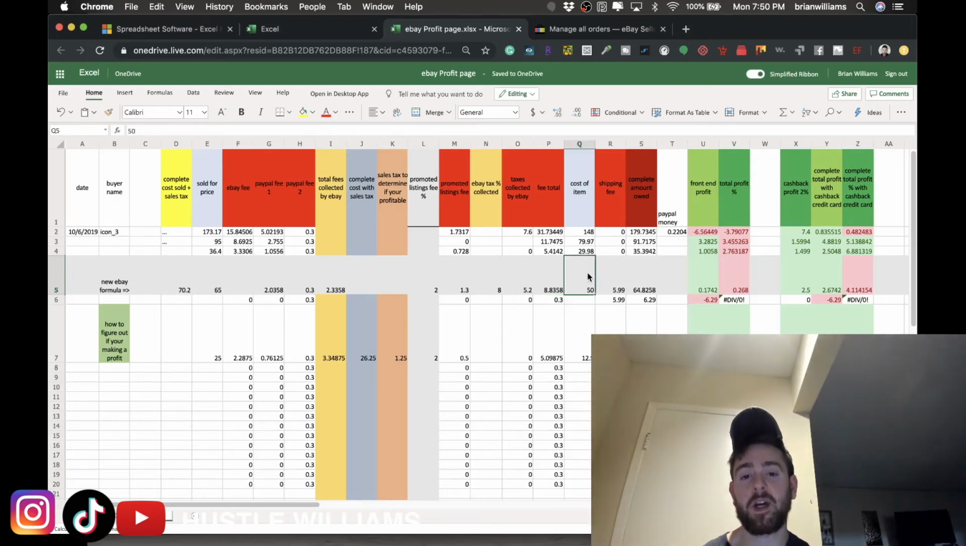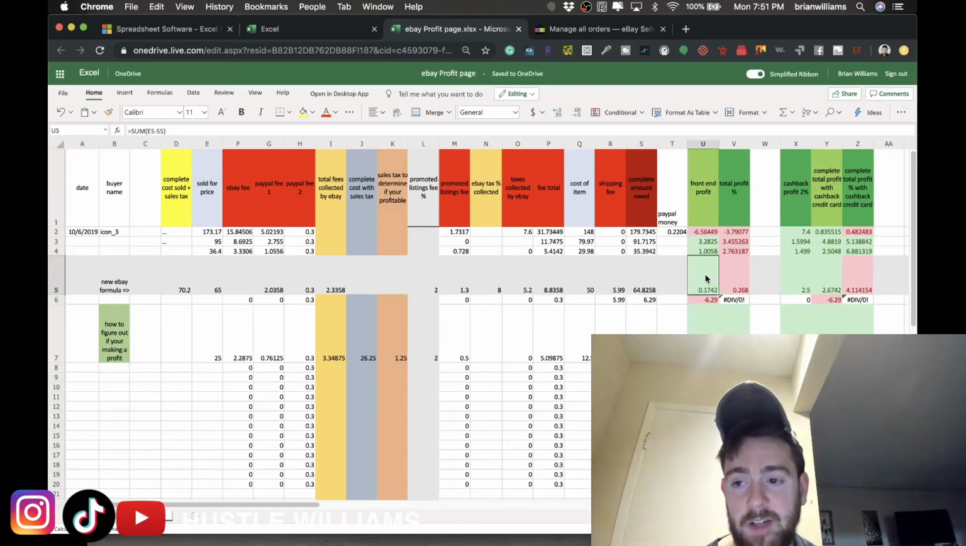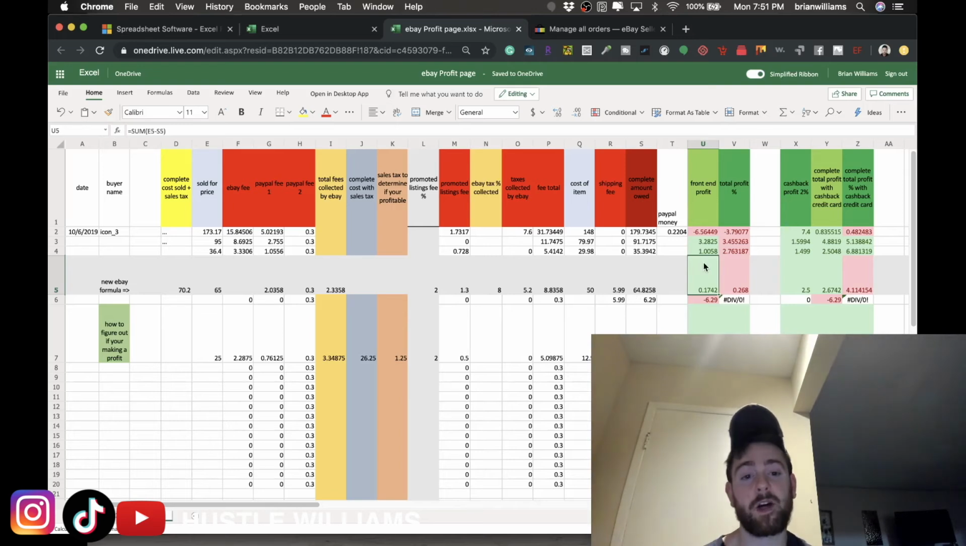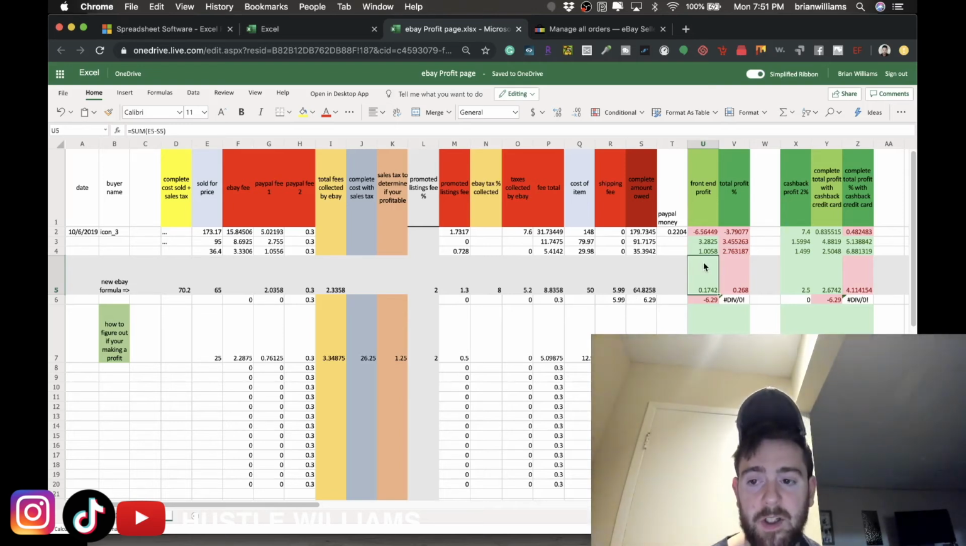Next, we have the cost of the item. This item happened to cost me $50. So we were also able to add shipping into this because I did have to pay for shipping for this, which gave us a complete amount owed of $64.82, which we were able to show that we actually make a profit of 17 cents, which when you subtract the 65 versus the 64.82 gave us a front end profit of 17 cents. So that's how we came about those numbers and how to figure out your fees from now on.